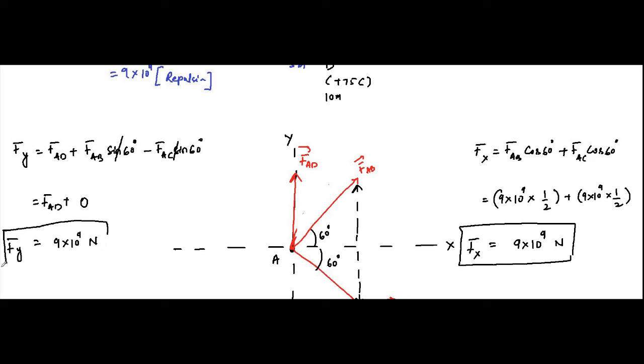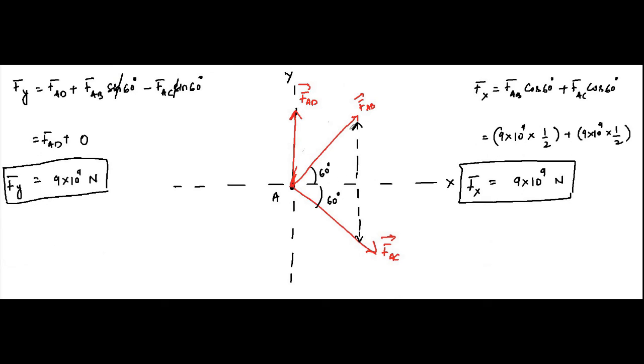So again there is no confusion. See, we have resolved this into x and y components. FAB has a horizontal component along x axis, which is FAB cos 60 degree. FAC also has a horizontal component along the positive x axis, that is FAC cos 60 degree. Both are added, we got 9 into 10 to the power 9 Newton.